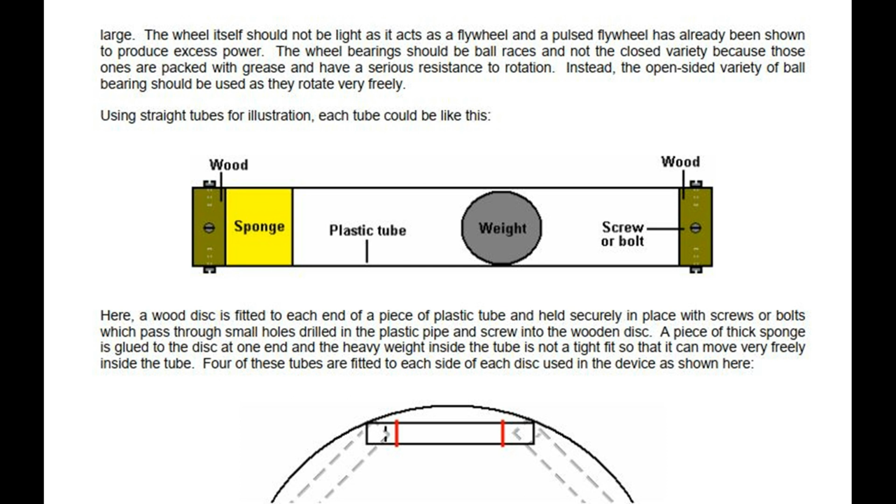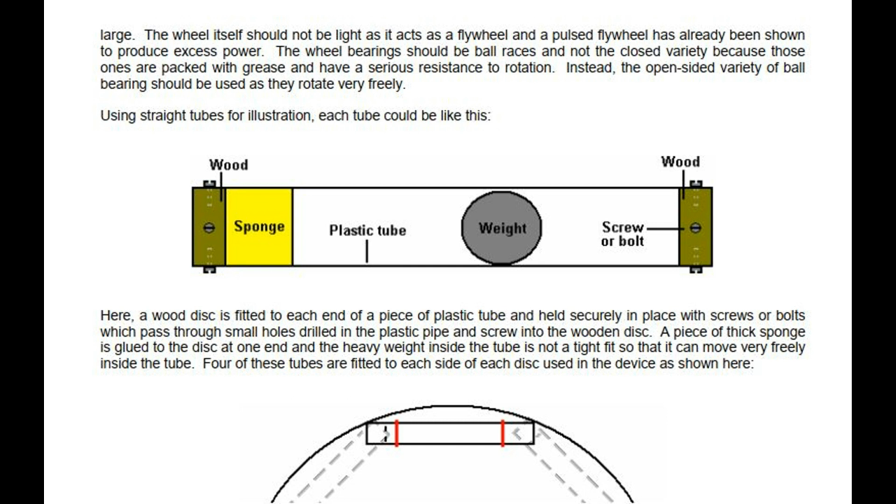The wheel itself should not be light as it acts as a flywheel, and a pulsed flywheel has already been shown to produce excess power. The wheel bearings should be ball races and not the closed variety, because those ones are packed with grease and have a serious resistance to rotation.